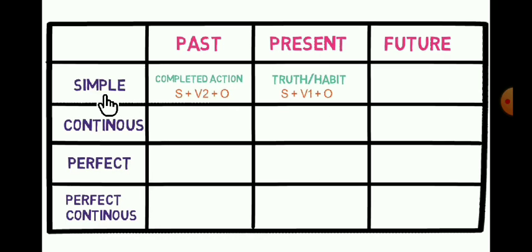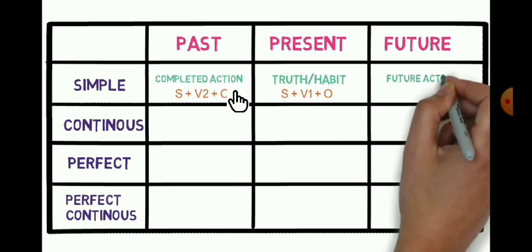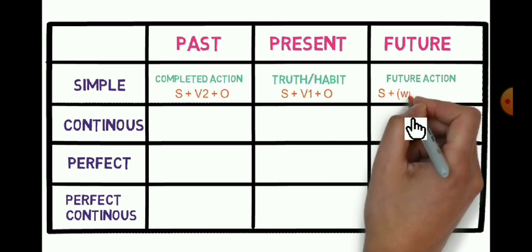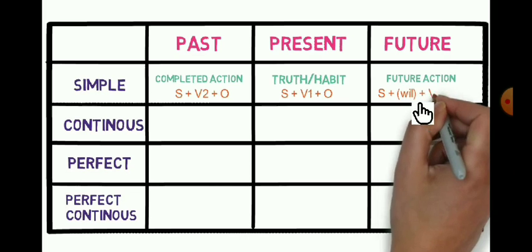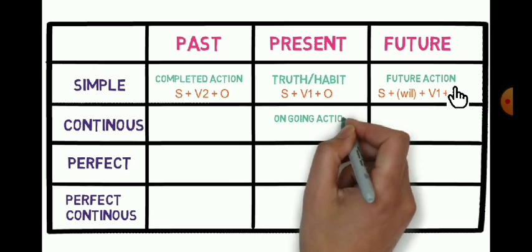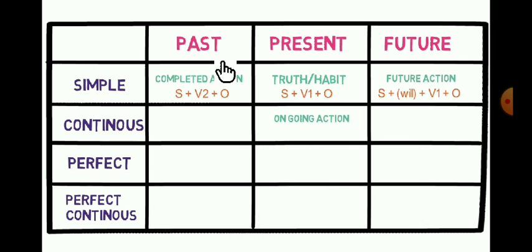Now coming to simple past, it is a completed action in the past. Sentence structure: subject plus v2 plus object. Then we have simple future, it is a future action. The sentence structure is subject plus will plus verb 1 plus object. Understood? So we have discussed the first child of these three fathers.